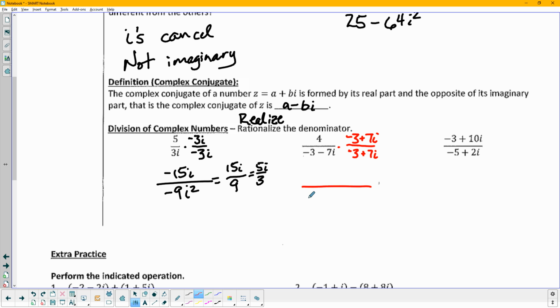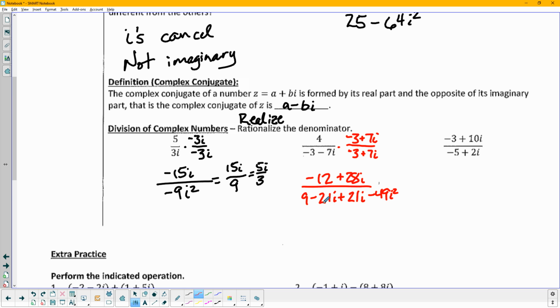So in simplifying this, I'm going to have -3 times -3, that's going to be 9. -3 times 7i is -21i. -7 times -3 is positive 21i. And -7i times 7i is going to be -49i squared. On the top, it's just like a distributing problem. So I'm going to have -12 and plus 28i.